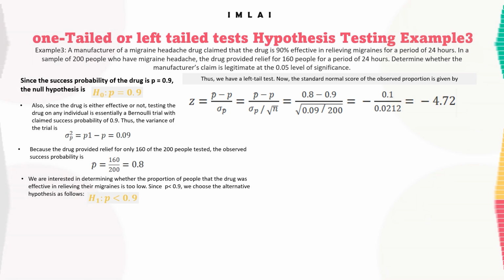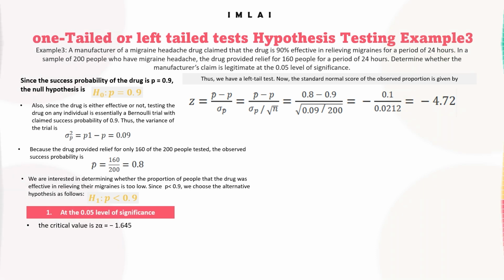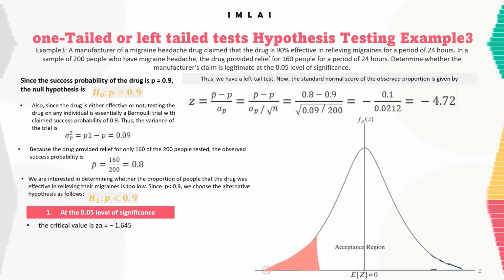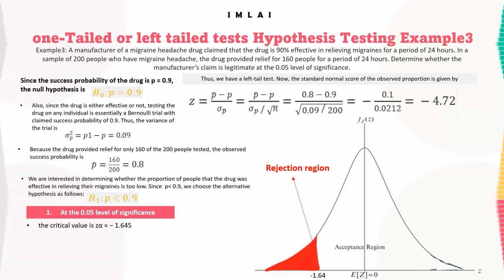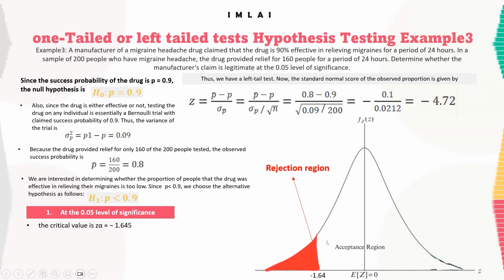So for a left-tail test, let's see at the 0.05 level of significance what the critical value would be. The critical value at that level of significance is minus 1.645, as you can clearly see on the screen. This red flickering zone is our rejection region. Our critical value there is minus 1.645. This is our 0.05 level of significance, and this is the complete rejection region that we have here on the screen.